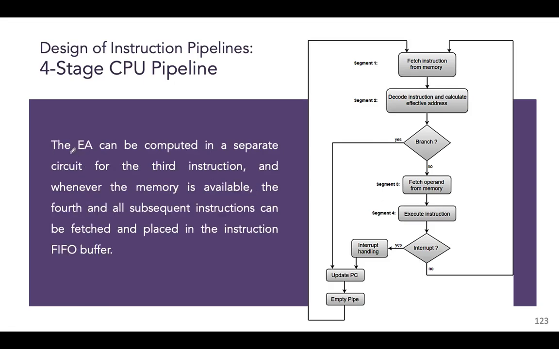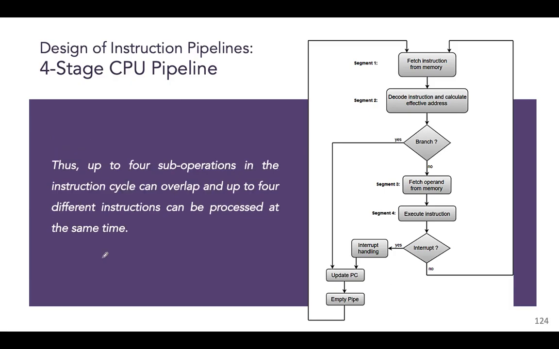Now the effective address can be computed in a sequence circuit for the third instruction, and whenever the memory is available, the fourth and all subsequent instructions can be fetched and placed in the FIFO buffer, which means that up to 4 sub-operations in the instruction cycle can overlap with one another. And that means that up to 4 different instructions can be processed at the same time. So take a break here, take a look at how this specific pipeline is working, and you'll see that up to 4 different instructions can be present in various segments of this pipeline at the same time. That's the speed up you get if you use a pipeline system instead of a non-pipeline system.